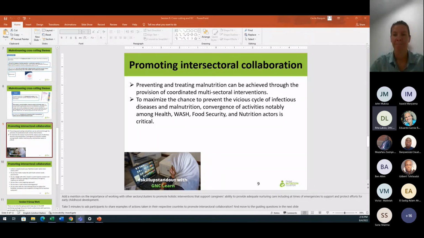Thank you very much, John, for sharing. This is another good example of how to go about fostering this intersectoral collaboration with very clear objectives. Yeah, thank you very much.